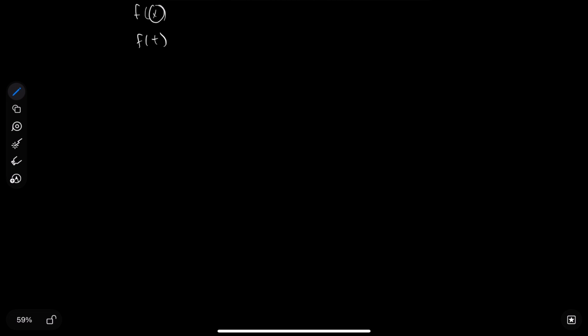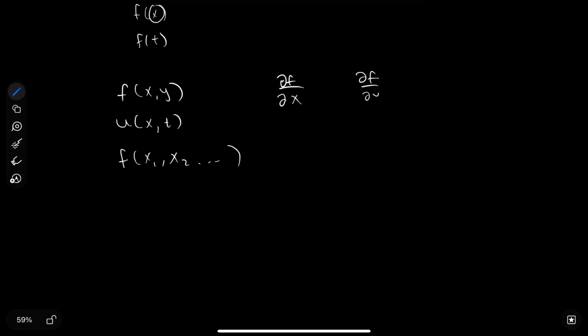Obviously, with a partial derivative, we're going to have functions of multiple variables, so that may be f of x, y. A lot of times we use u of x, t, or as you move into higher variables, you may have some arbitrary f of x1, x2, and so on. And the partial derivative, we can actually denote a few ways. One of them would be very similar to the derivative notation above, just we use this little del instead. So say we want to take the partial derivative of f with respect to x, we can do that. We can take the partial with respect to y, we can do that.